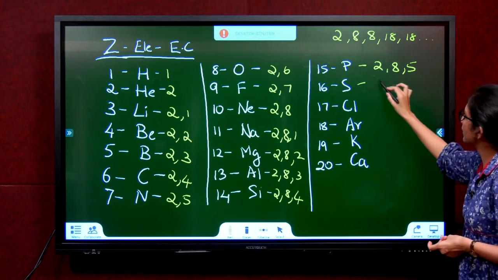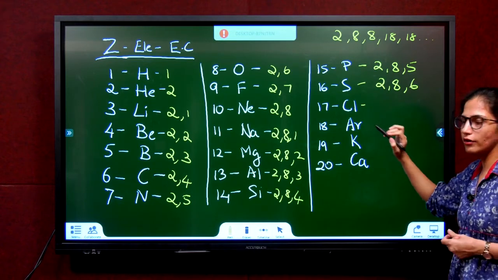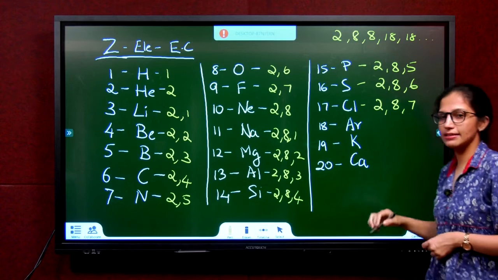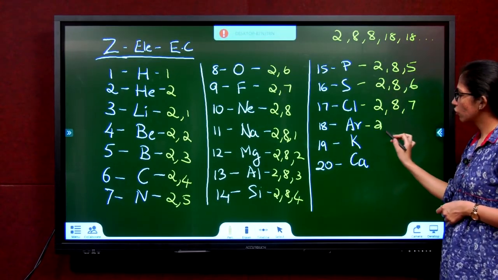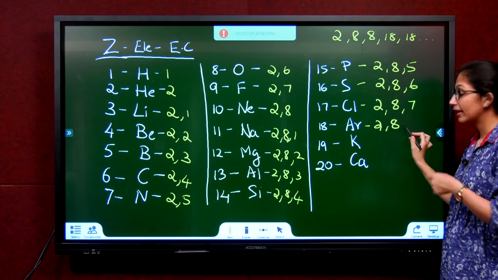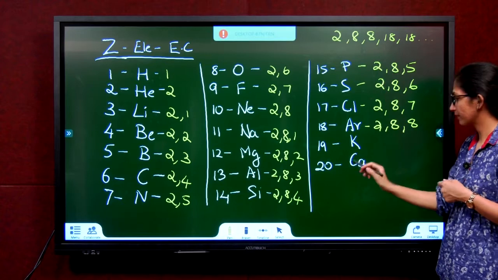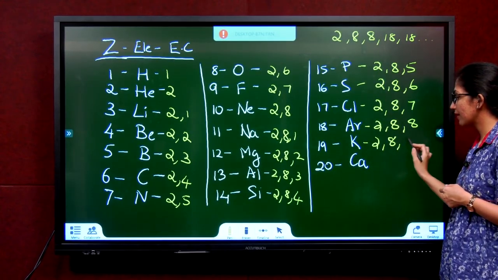Sulfur 16: 2, 8, 6. Chlorine 17: 2, 8, 7. Argon 18: 2, 8, 8. Filled. It is filled. Potassium 2, 8, 9.